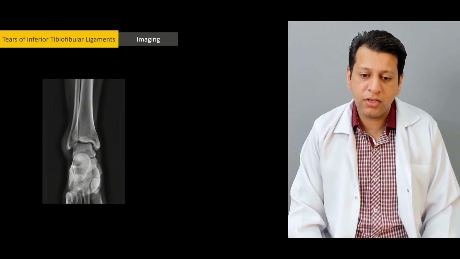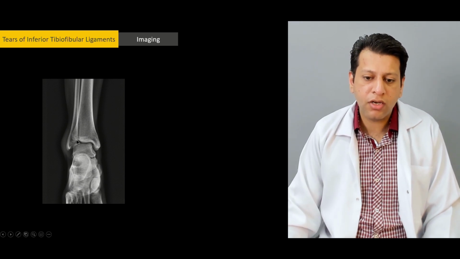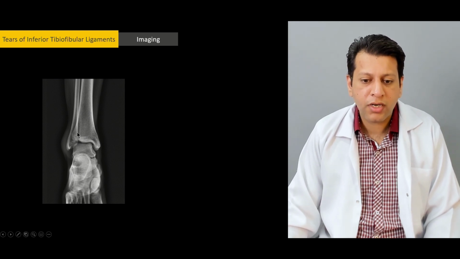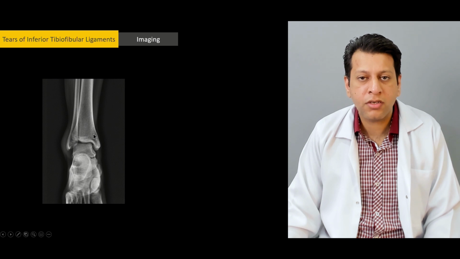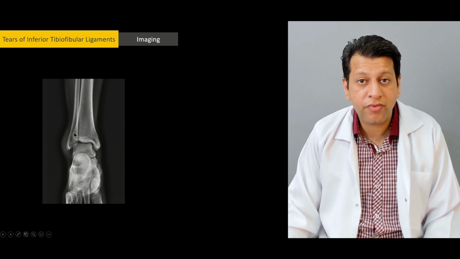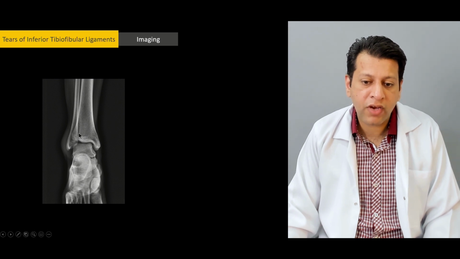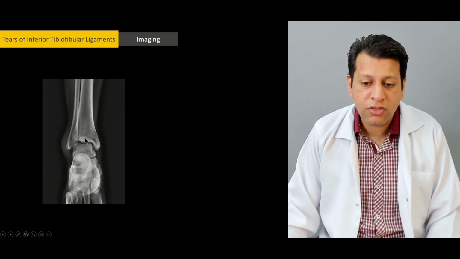Now, what about the imaging? If you see, this is an AP view, and you can appreciate there is some degree of overlap of the tibia over the fibula. This overlap should be at least 6 mm. If this overlap is not there and the tibia is separate and the fibula separate, this means this is definitely a syndesmotic injury. If you see, this is the gap which is visible. If this has separated more than 5 mm, this is also indicative of either a partial or complete tear of the syndesmosis.